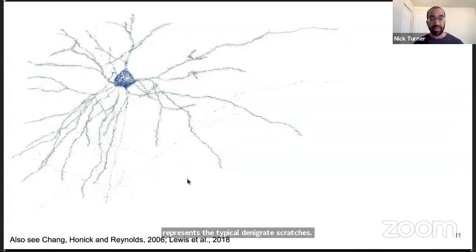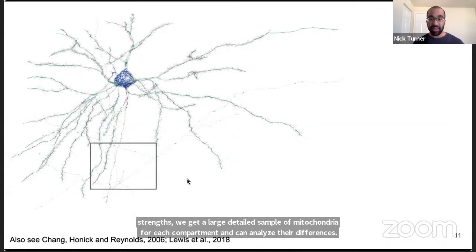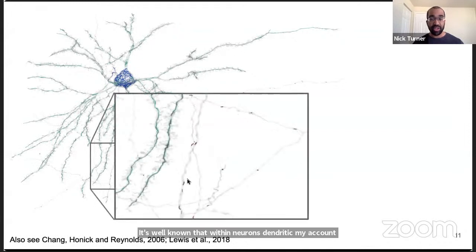Combining these two strengths, we get a large and detailed sample of mitochondria for each compartment and can analyze their differences. It's well known that within neurons, dendritic mitochondria are long and tubular, while axonal mitochondria are generally short and punctate. You can see that within this inset here. The dendritic mitochondria are teal and the axonal are red.